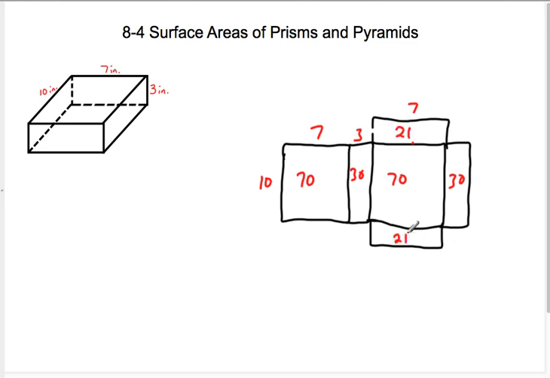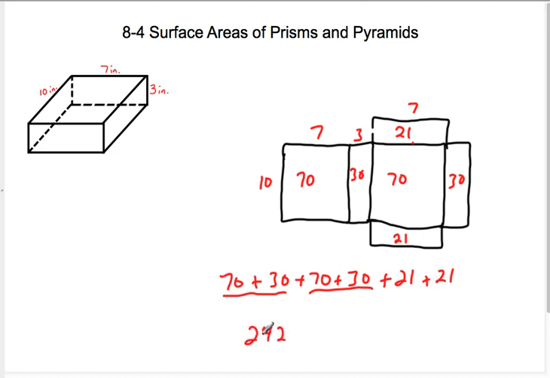And so the surface area of this object is just all the areas added together. So we have a 70 plus a 30 plus a 70 plus another 30 plus a 21 and a 21. And when you add them all together, there's 100 and 100, so 221, 242. And since we're talking about area, these are square inches in this case, so we can write 242 square inches.